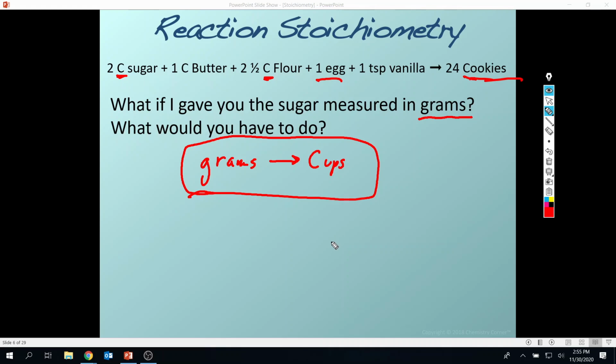Now, there is a similar type of conversion in chemistry, because when you have a balanced chemical reaction, the balancing coefficients actually represent a mole ratio. We're going to talk more about that in a minute, but I'm going to go ahead and introduce that to you.